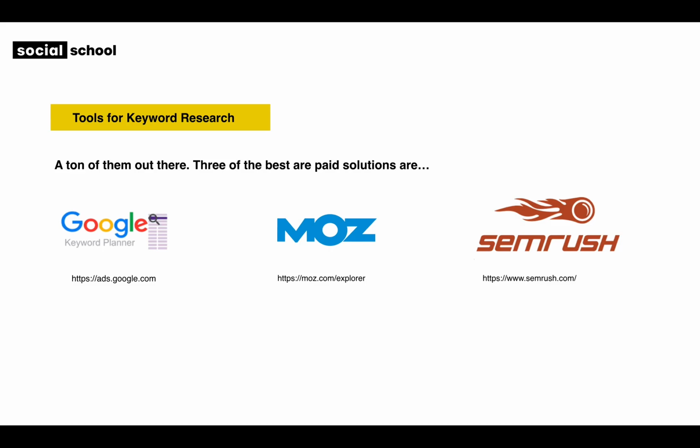So how do you actually do keyword research? There are a ton of these tools out there. Three of the best paid solutions, and this is just my own personal opinion, are the Google Keyword Planner, Moz, and SEMrush, and I've included links here. The Keyword Planner from Google, just as a note, is technically a free tool. It's available in Google Ads, so if you're running paid search, you can have access to it. And even if you're not running an ad campaign, you can still access this tool.